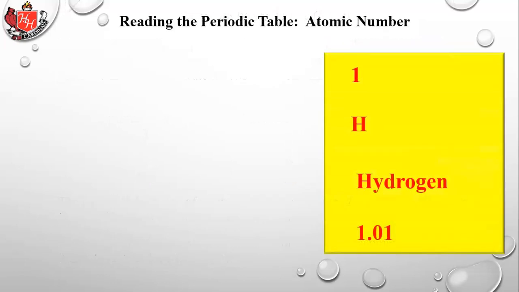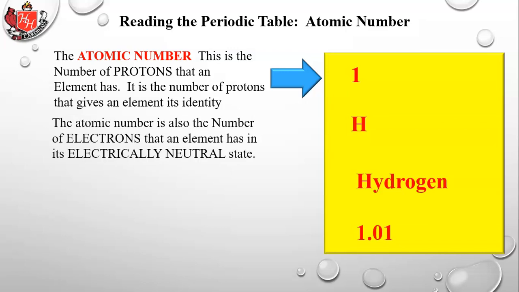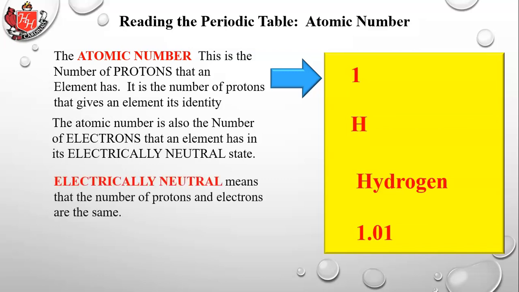So now we're going to look at an entry on your periodic table. So you should look at your periodic table, and it has these 4 parts to it. So the atomic number, this is the number of protons that an element has. It is the number of protons that gives an element its identity. So hydrogen must have 1 proton. An atomic number is also the number of electrons that an element has in its electrically neutral state. That is, when it's born. Electrically neutral means that the number of protons and electrons are the same. Atomic number is also called the Z number, so remember that. Atomic number, Z number are the same thing.